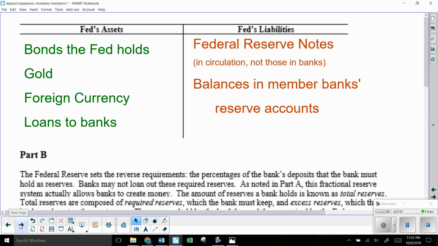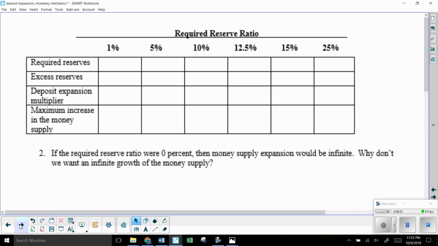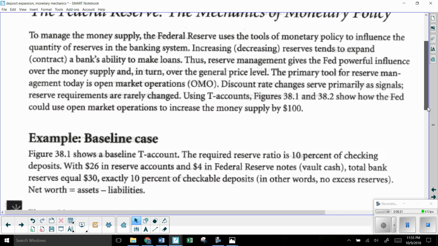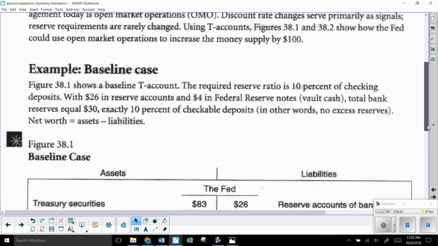Presuming you grasp a lot of that, then we're ready to skip ahead a little bit. The rest of that handout was worked on in class, but I want to sort of explain to you how you might work through this one here called the mechanics of monetary policy. And one huge thing that you just have to be able to think about in order to make the math work on this one is that you are always starting with this page here that says 38.1, a baseline T account.